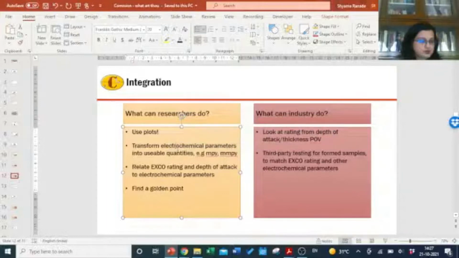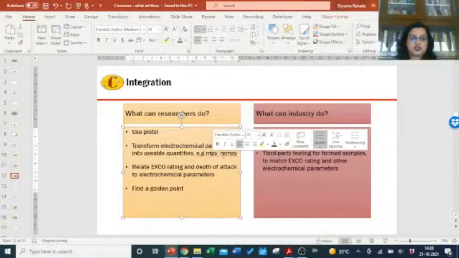use plots and transform it so that the industry can actually use it. So, even if you do electrochemical testing, if you are a researcher, you can convert it into MPY or MMPY. MPY is mils per year, MMPY is millimeter per year. So, even if aluminum will basically undergo pitting, the pitting will give you a certain I-corr, that is a corrosion current density, and that can be transformed into such quantities.